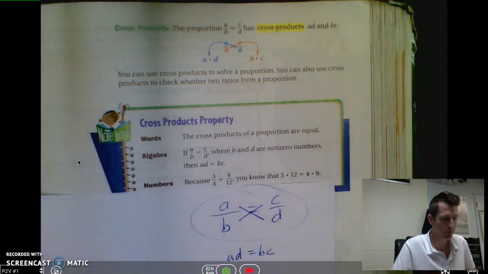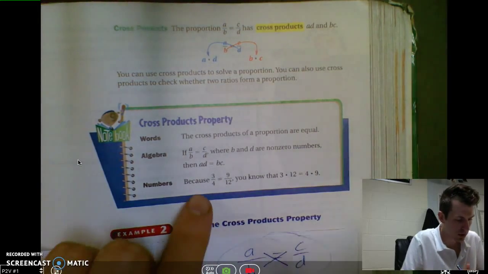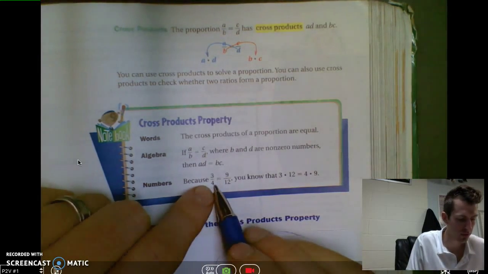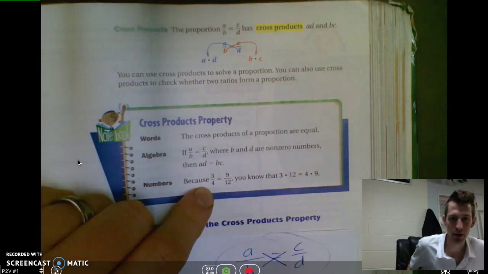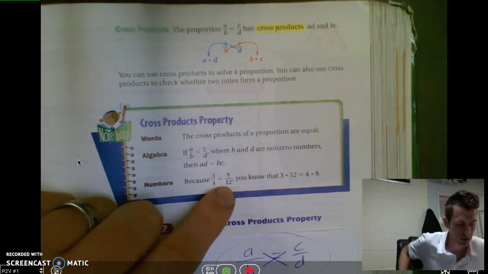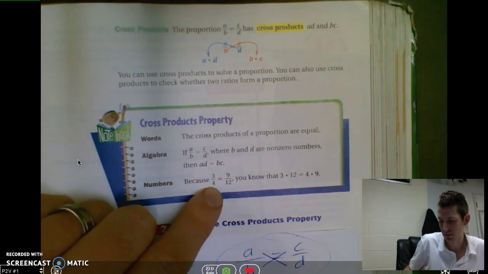Now, how is that helpful? I'll show you. So we'll look at this. 3/4. Is 3/4 the same as 9/12? Yeah, 9/12 simplifies to 3/4, right?